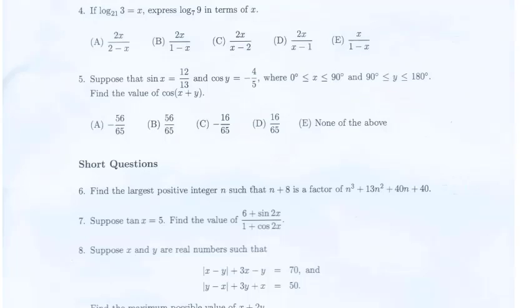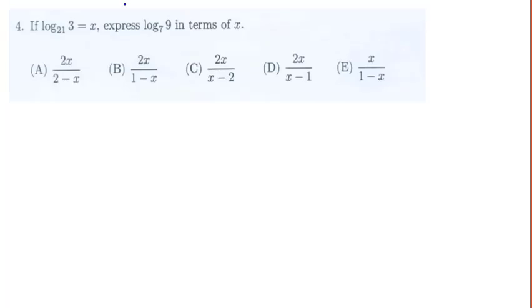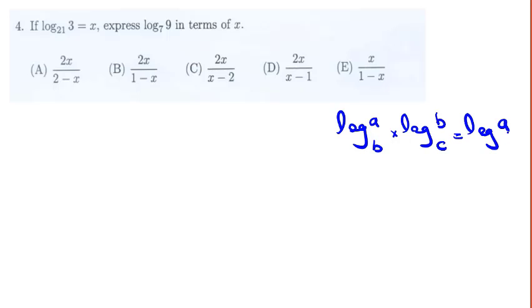SMO 2019, Singapore Mathematical Olympiad Senior Section First Round, Problem number 4. Log 3 in base 21 equals x. Express log 9 in base 7 in terms of x. There are around 10 important formulas for logs. If you want to know them, as I said before, feel free to send a message to my WhatsApp number in the description and comments. One of them is this: log_A B times log_B C equals log_A C.